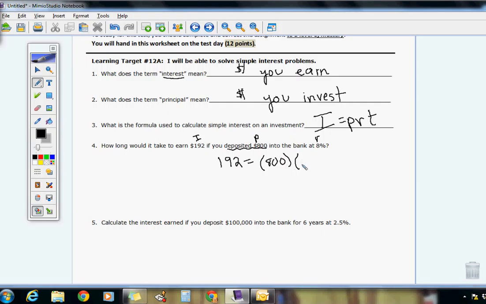So we have to be careful. We always put them in the formula as a decimal, 0.08, and then we multiply by time. Well, if you do 800 times 0.08 on your calculator or in your head, it comes out to 64. So you have this left. Then when you divide both sides by 64, you get a time of exactly 3 years. We want to throw our units on there. Time is always in years for these types of problems.